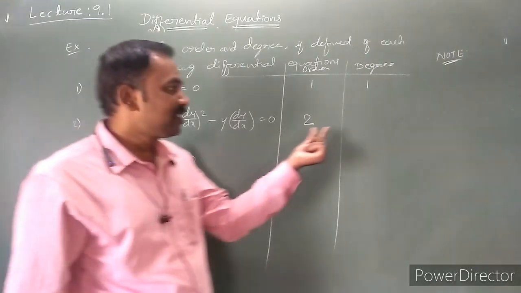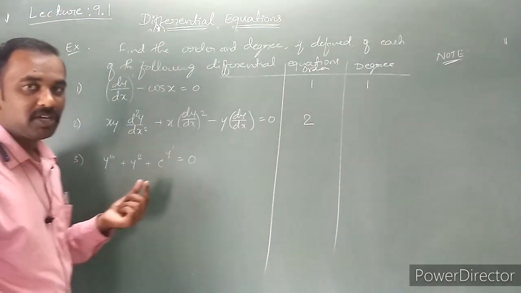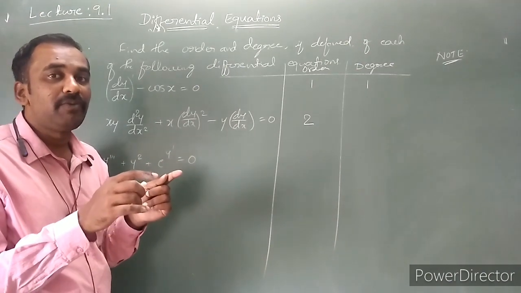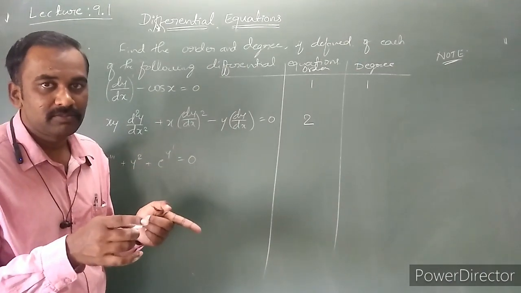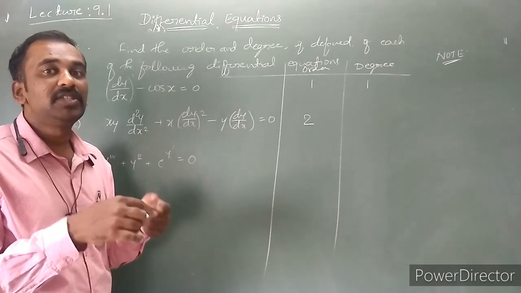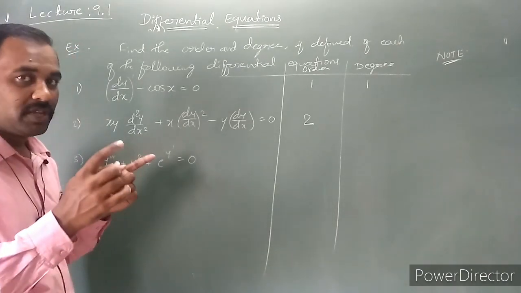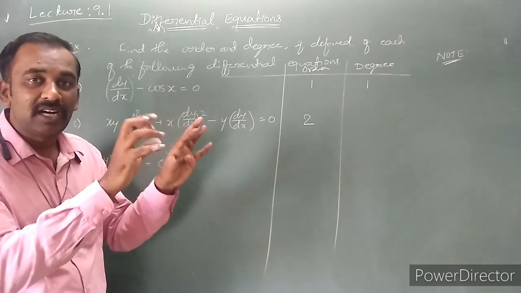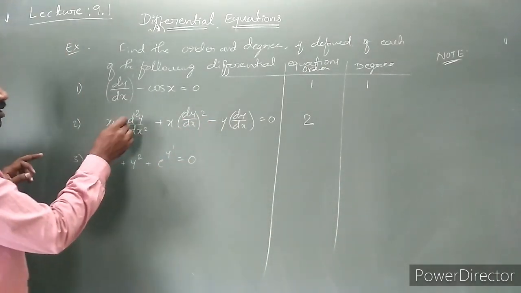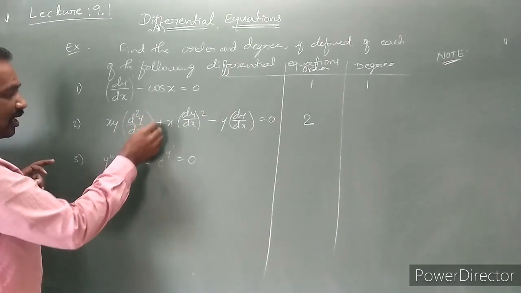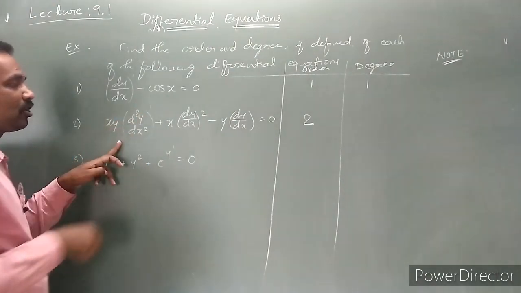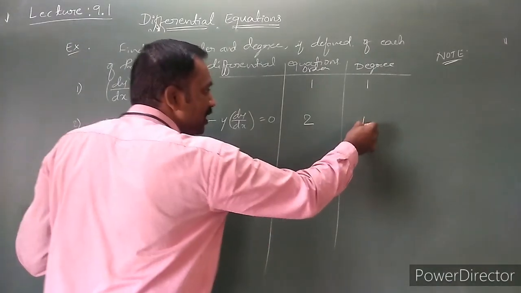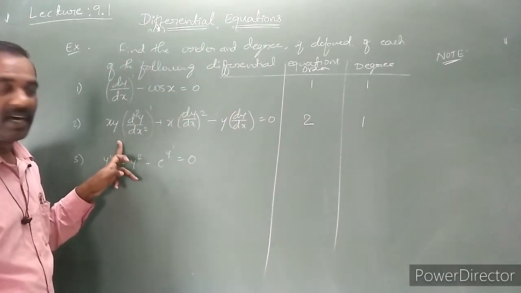Next, the degree. What is the degree? Very carefully observe the definition: the highest power of the highest order derivative. We have to choose the power of what? The highest order derivative. What is the power of this highest order derivative? Nothing is mentioned, so the power is always 1. Degree is 1. Check it.